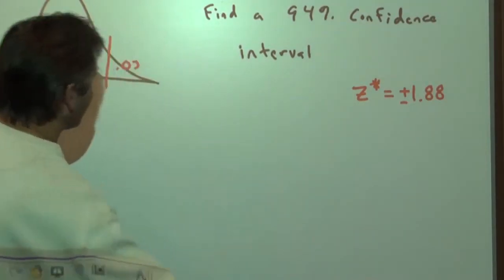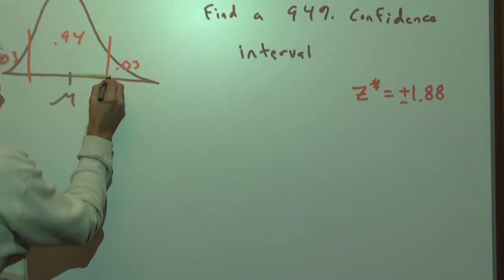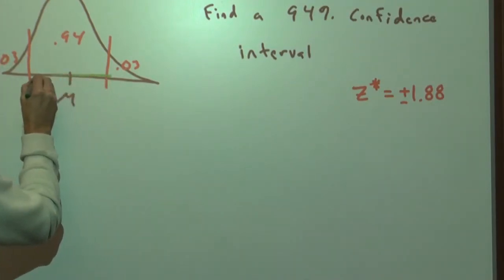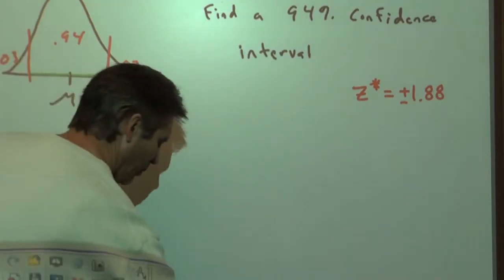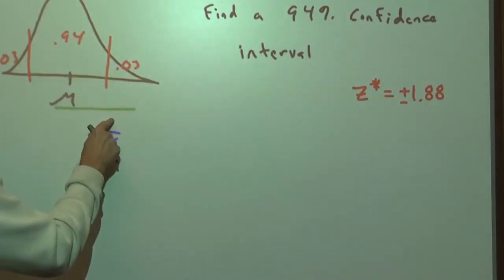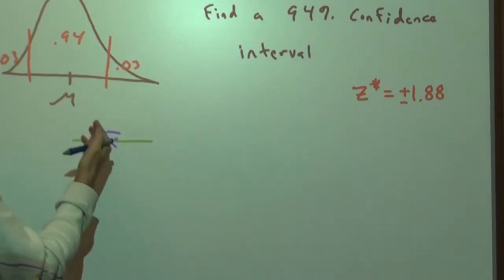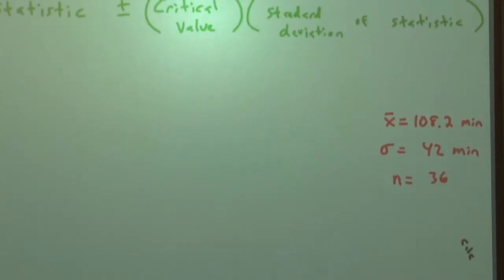Now what this means is, in 94% of all samples taken, the sample mean would be within 1.88 standard deviations of the true mean. So again, whatever our sample mean is, we can add this margin of error to the right or left, and we should be trapping the true mean in that interval. You can see the first part of the video.